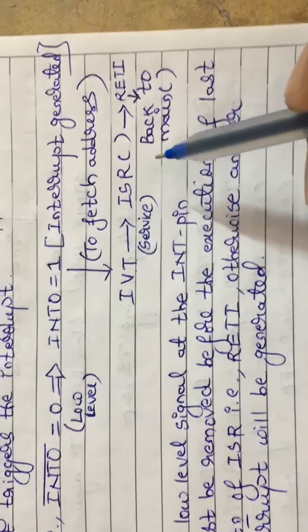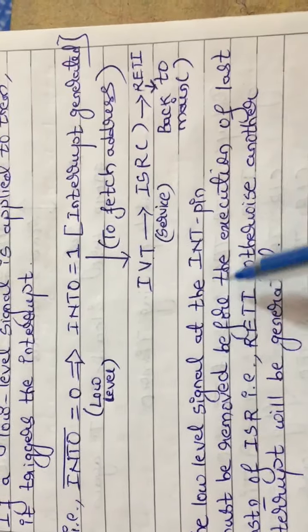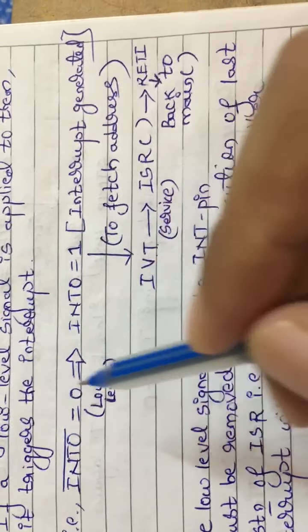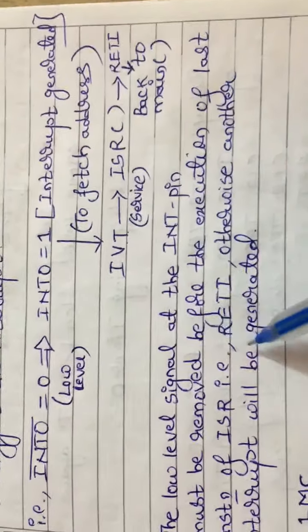Please take care that the low level signal at the INT pin must be removed before the execution of the last instruction of the ISR. So whenever I have put the low level here, it has to be removed before the execution of RETI in the ISR. Otherwise, another interrupt will be generated. If I don't remove it, then automatically one more interrupt will be generated inside the ISR. So in order to overcome that, we need to remove this low level signal before the execution of RETI. Hope this statement is clear.